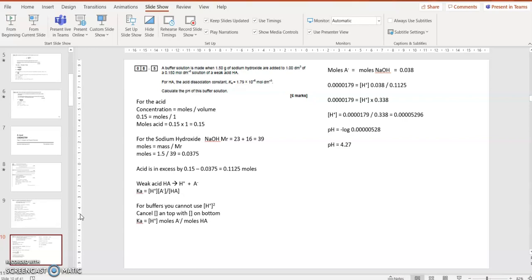So let's just have a look at that expression again. Ka, I've got 0.000179 equals H plus. Moles of sodium hydroxide is on the top. That always equals the number of moles of A minus divided by the moles of HA that's left over in excess, which was 0.1125. I can work out H plus concentration, I can work out pH: 4.27.